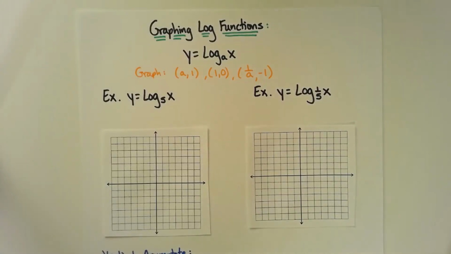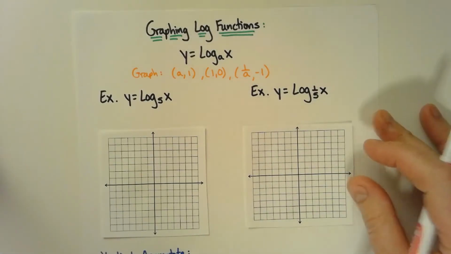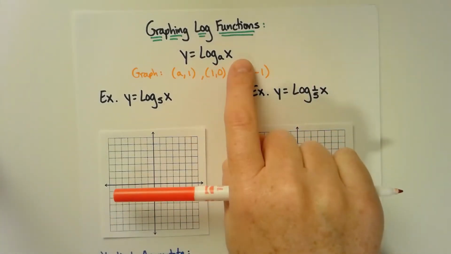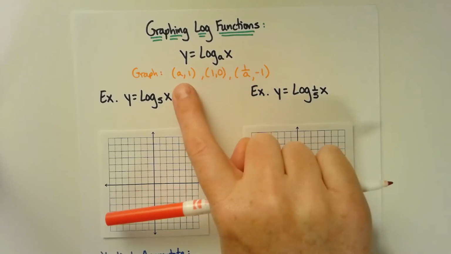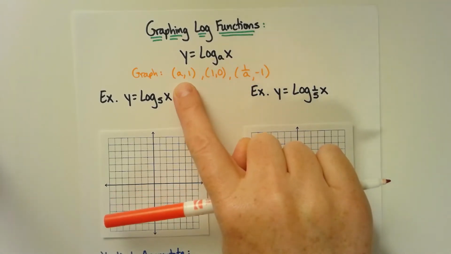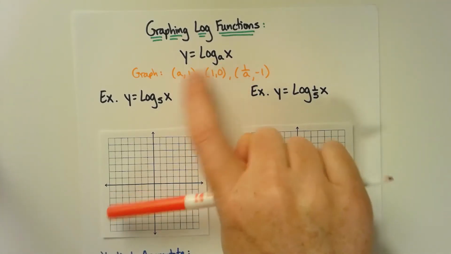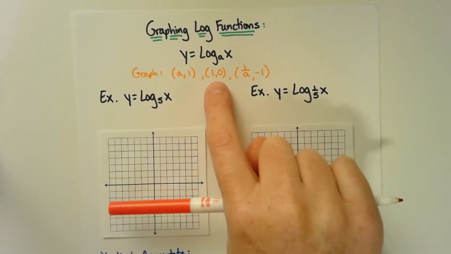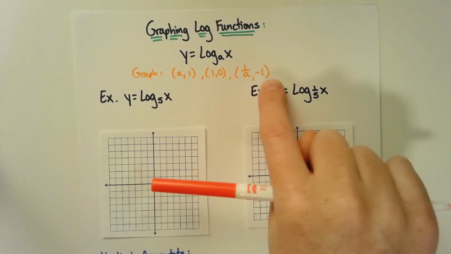In this video, we're going to talk about graphing log functions. Using the form y equals log base a of x, we just need to graph three basic points, no matter which one we are given for our base, what number we have. So we're going to graph the points (a, 1), (1, 0), and (1/a, -1).